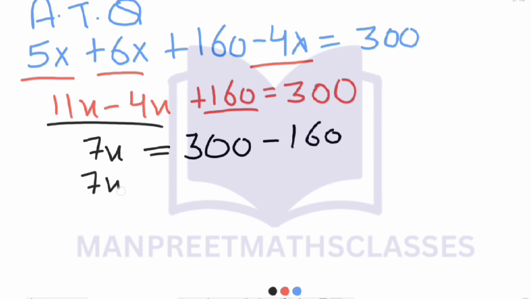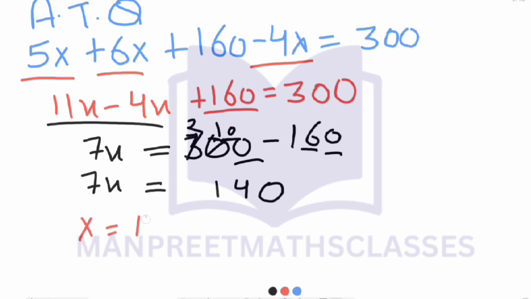Now 7x is equal to, subtracting, 0 minus 0 gives us 0. Here we'll take a carry, so this will become 10 and this becomes 2. Now 10 minus 6 gives us 4. 2 minus 1 is 1, so 140. Now x is equal to 140 divided by 7. So 7 ones are 7, 7 twos are 14, 7 zeros are 0.